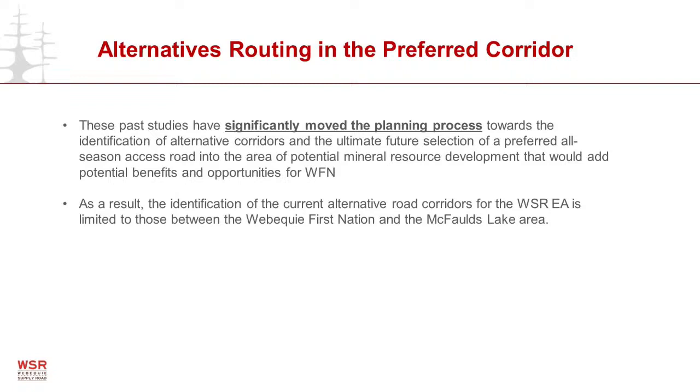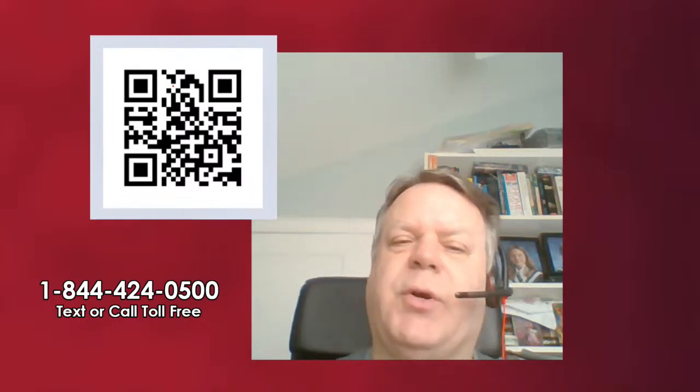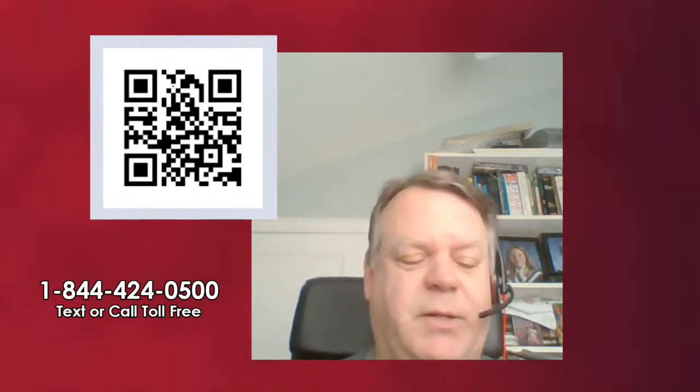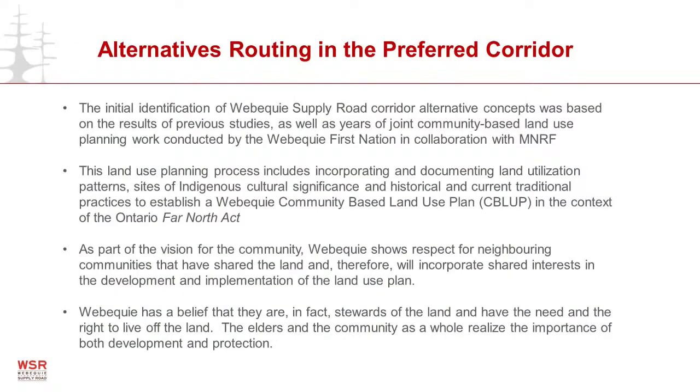So, as a result of all of this previous work, and as I'll get into in a minute, work by the community, the identification of the current alternative road corridor environmental assessment is limited to those between Webequay First Nation and the McFalls Lake area. That initial identification of Webequay supply road alternative corridor concepts was based not only on those previous studies that I mentioned before, but years and years of joint community-based land use planning work that was done by Webequay First Nation in concert and in collaboration with the Ministry of Natural Resources and Forestry.